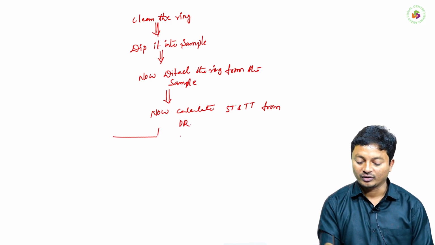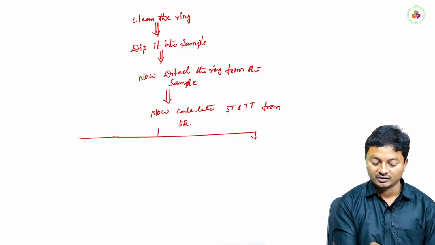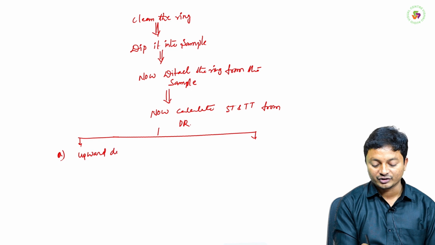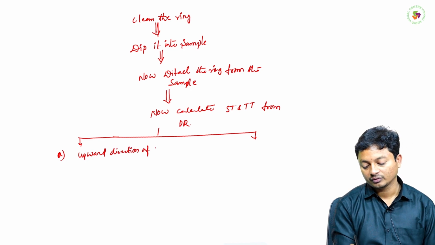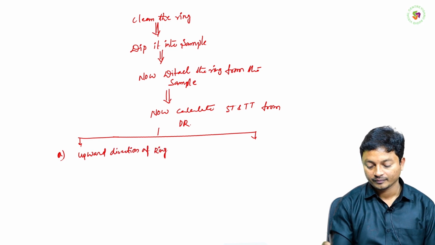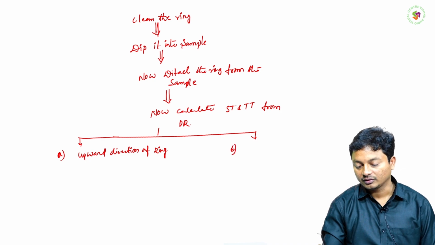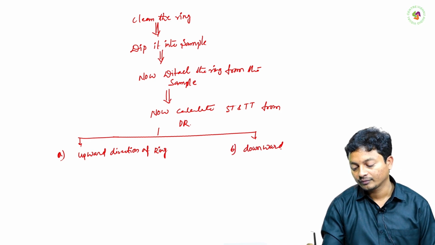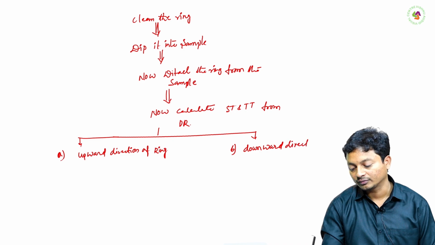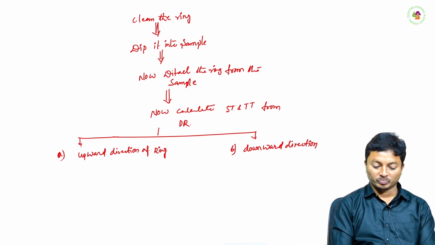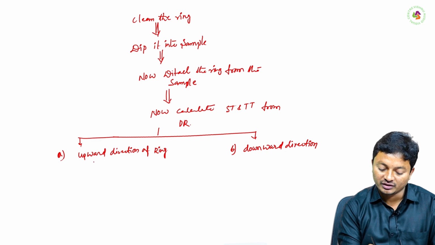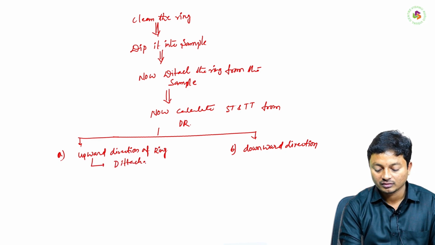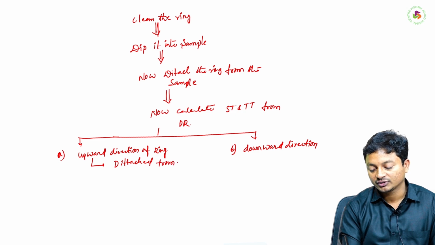This can be calculated in two parts. The first part is the upward direction of the ring. The second part is the downward direction. The upward direction happens when the ring is detached from the sample.